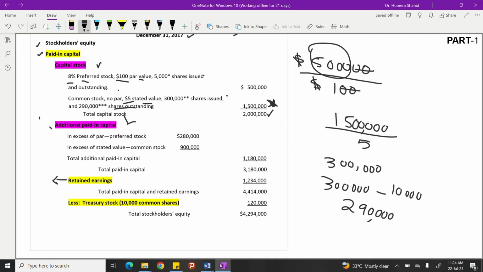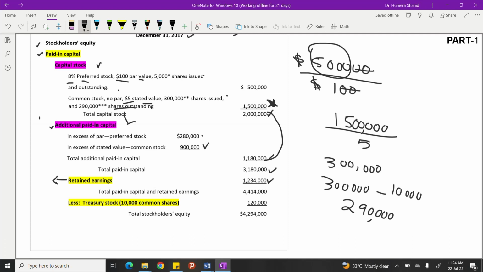Then move on towards the additional paid in capital. Firstly, paid in capital in excess of par, preferred stock, it was given. In excess of stated value, common stock, it's given. We don't have a premium account for treasury shares in the question. Total additional paid in capital is 1,180,000. So total paid in capital is 3,180,000. Then comes retained earnings.